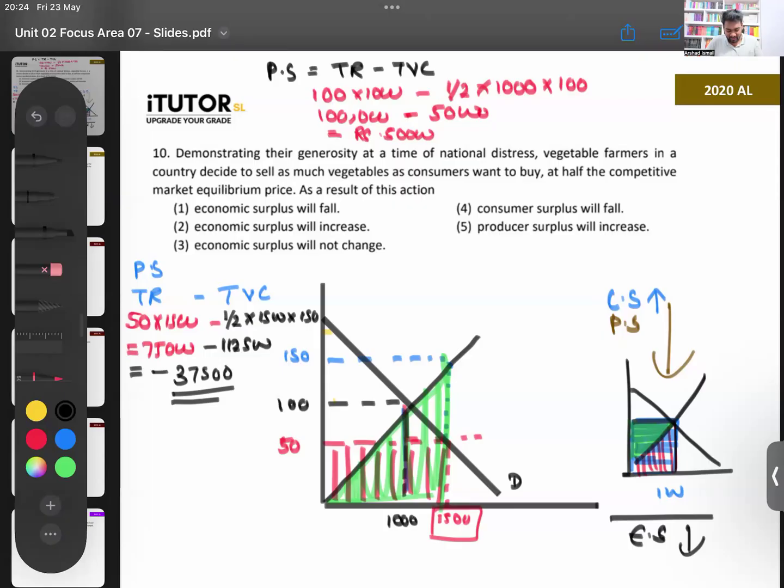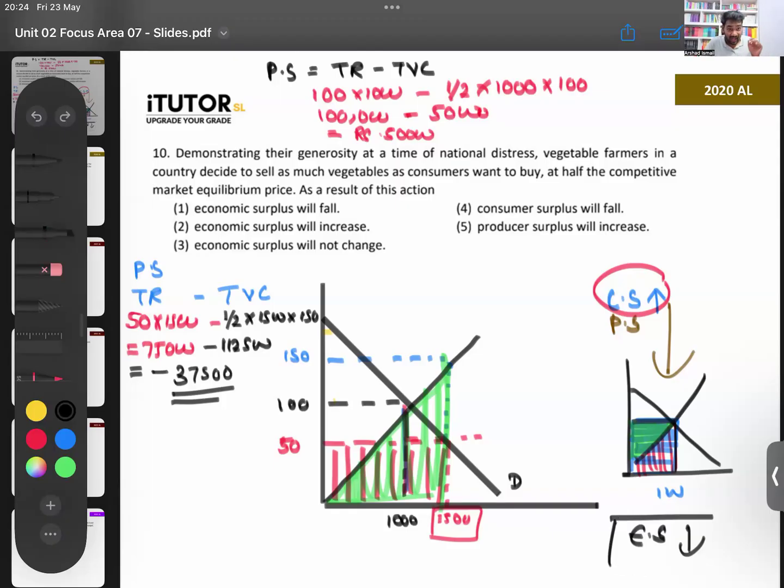Did that logic go into your head somewhere? Consumer surplus will increase. Producer surplus falls a lot. It even goes to negative, which was 50,000 has now become minus 37,500. So producer surplus decreases a lot. So as a result, what happens? Economic surplus comes down.